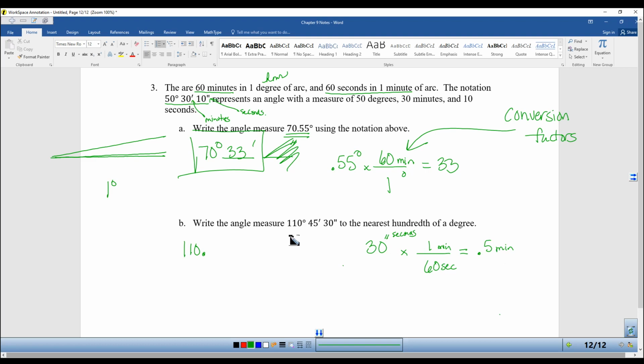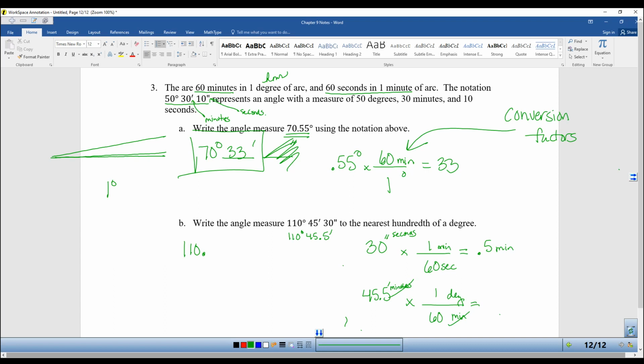So now you can think of this as 110 degrees and 45.5 minutes. And hopefully that makes sense. 30 seconds, half a minute. But now I want to convert my 45.5 minutes, which is just a single tick mark, to degrees. I want it to be in degrees. So I want to cancel the minutes, and I want to give it the degrees. So minutes is going to cancel, and I want it to be in degrees. So what's the relationship? 1 degree has 60 minutes.